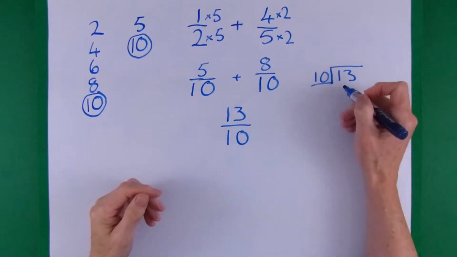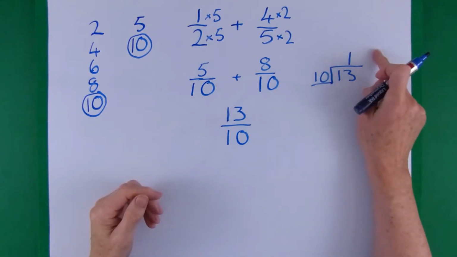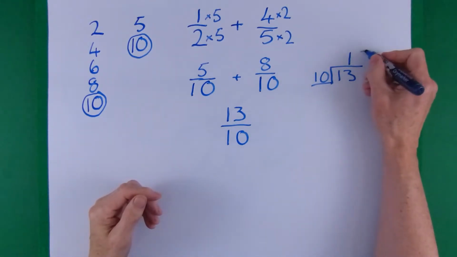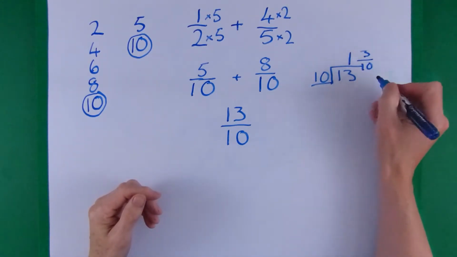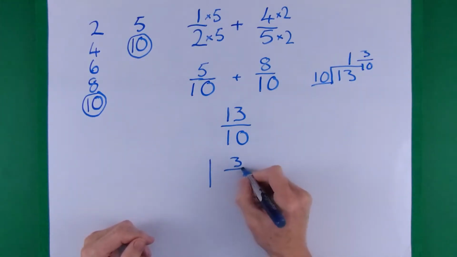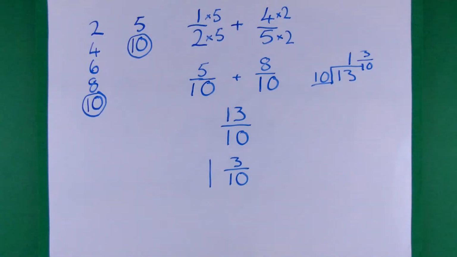There is 1 10 in 13 and there are 3 left over. We're dividing by 10, so it must be in tenths, so it's 1 and 3 tenths. So our final answer is 1 and 3 tenths. Now we'll have a look at the pizzas.